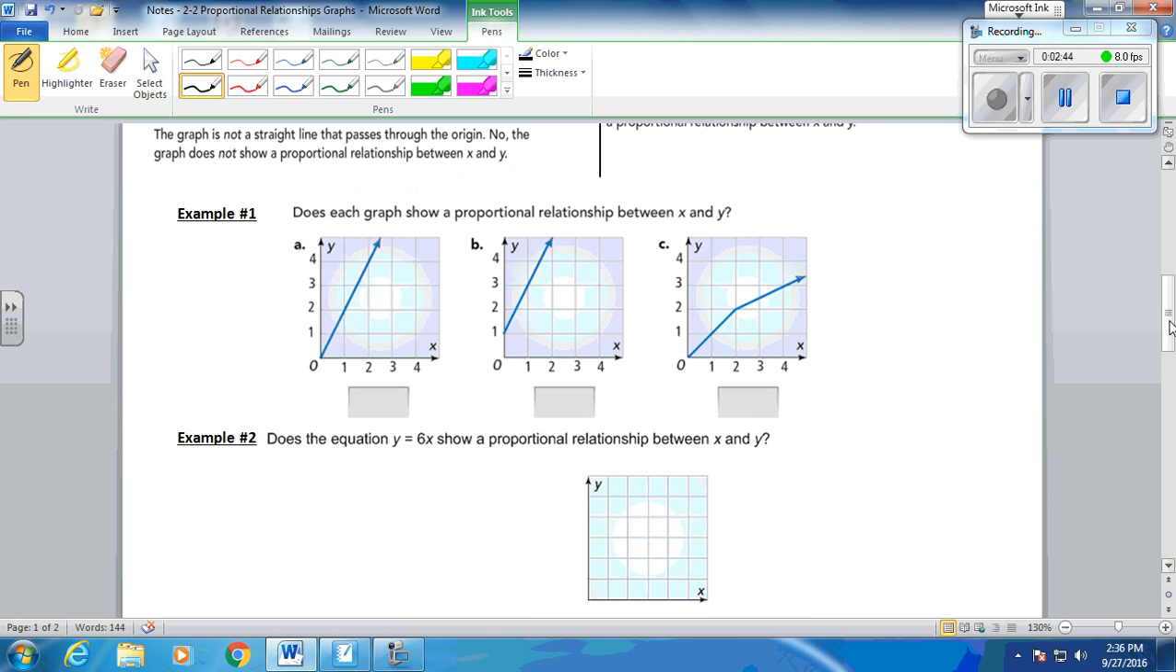Number 1, I'm going to sound like a broken record. Does each graph show a proportional relationship between x and y? I'm just going to let you go ahead and do this. Pause the video.